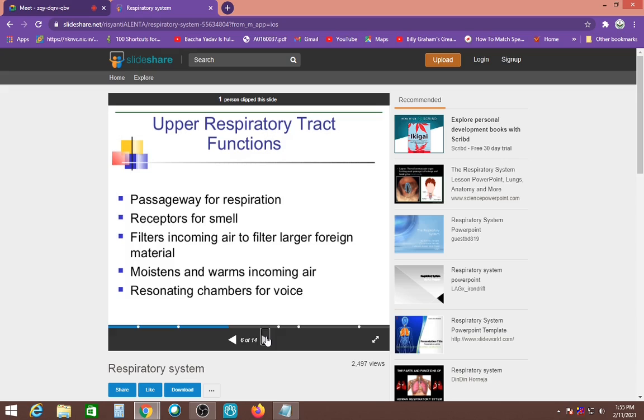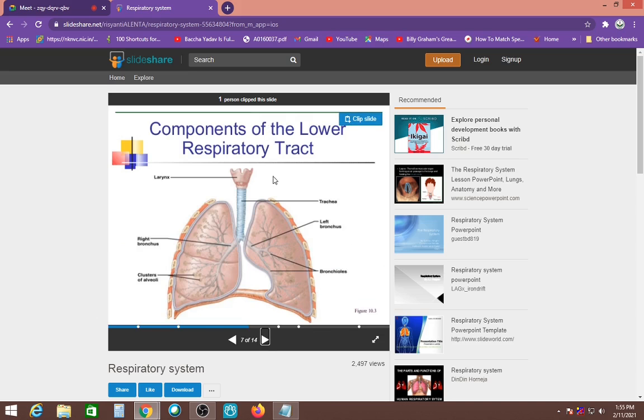The main function of the upper respiratory tract is that it is the passageway for respiration. There are smell receptors. It filters incoming air. Everything cannot go inside the lung, right? Something has to be filtered. So that is the function of the upper respiratory tract. Then this is the lower respiratory tract.